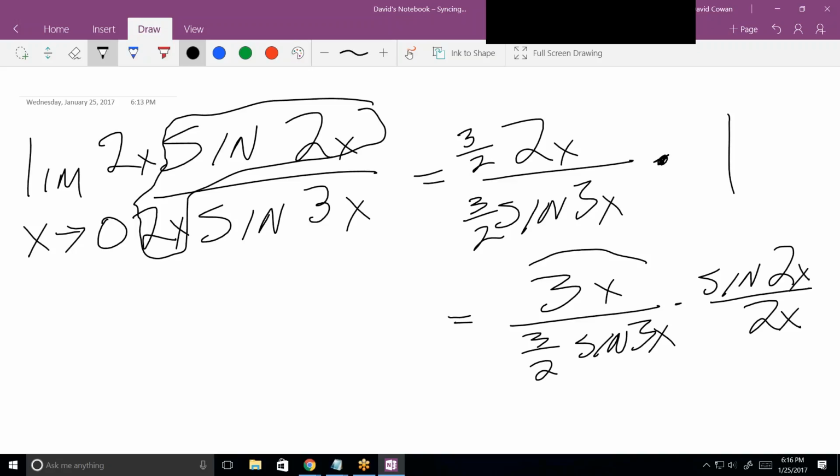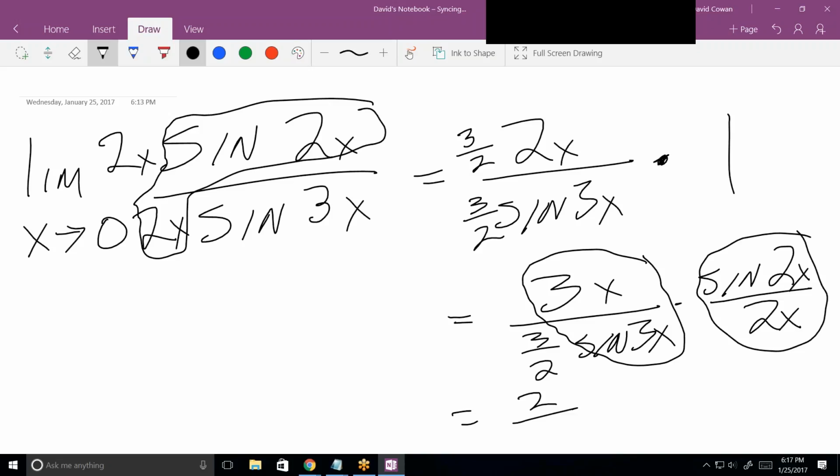Okay, I know that that is 1. That goes to 1. What's this whole thing go to? 3 halves. Nope. Remember that 3 halves is in the bottom now. Right, so it's 2/3. I got to flip it. In other words, 1 over 3 halves is 2/3.